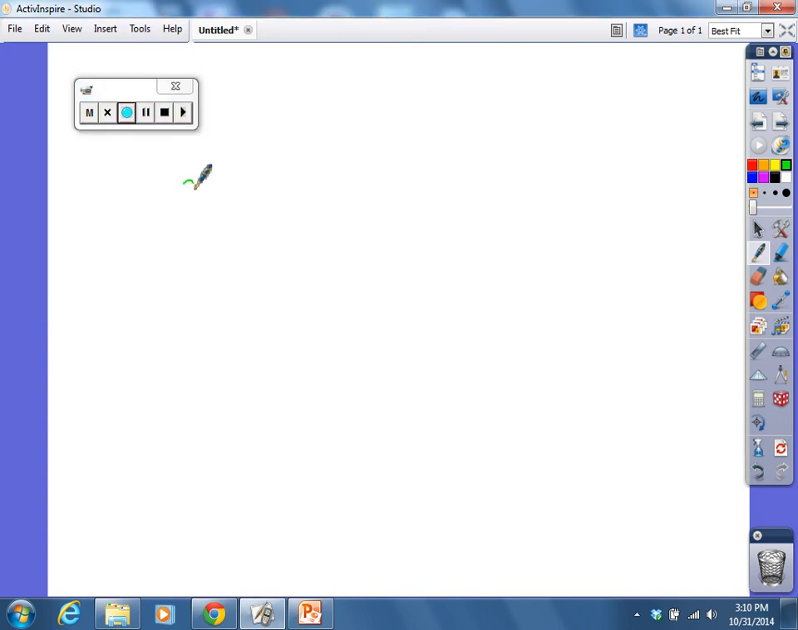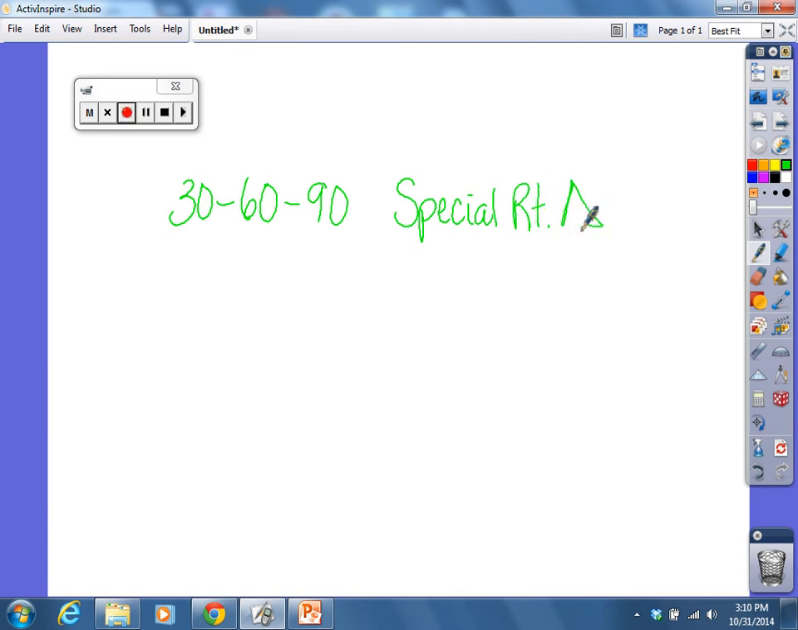To start out with today, 30, 60, 90 special right triangles, formulas, little shortcuts. The shortcut is x, x square roots of 3, and 2x.